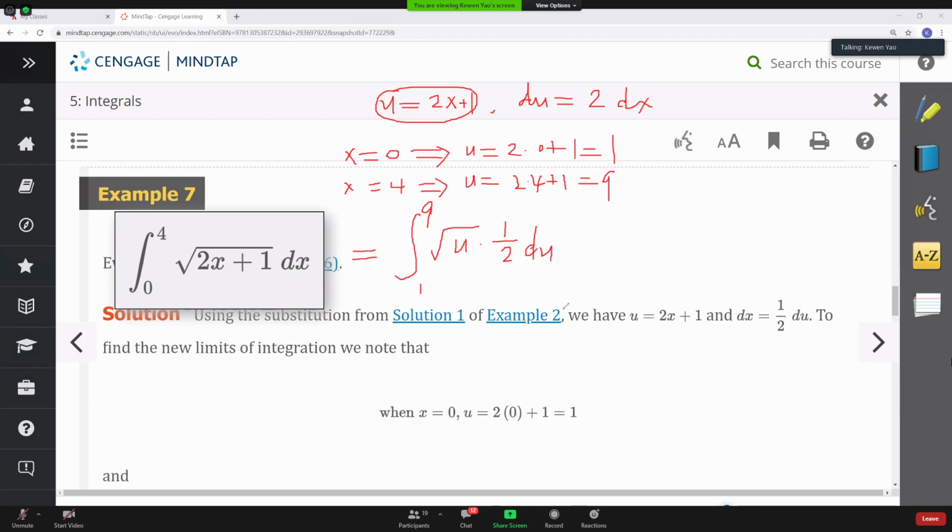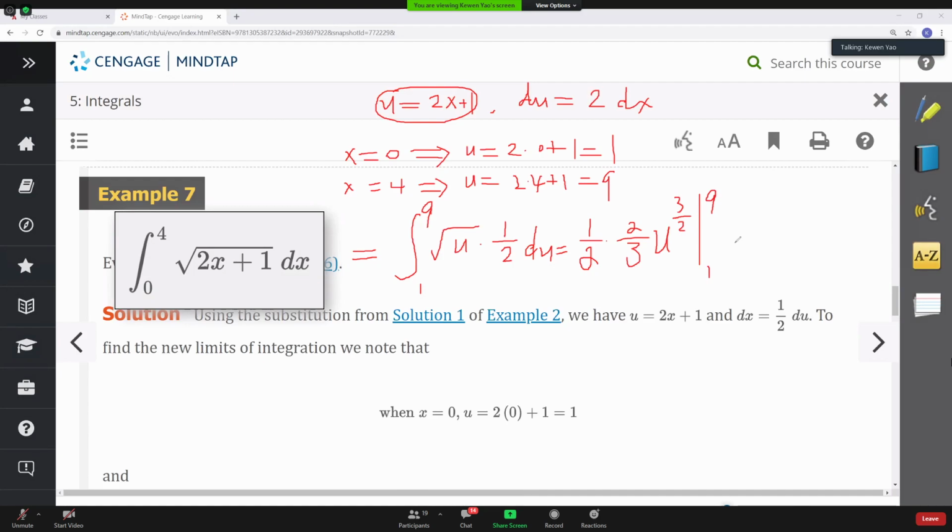So that's easy to find, right? 1/2 is a scalar, put it outside, and the antiderivative for u to the power 1/2 is u to the power 3/2 over 3/2, so 2/3 u to the power 3/2, because 1/2 plus 1 is 3/2. Now you don't have to change it back to x. Just evaluate this at 9 right away by using FTC, Fundamental Theorem of Calculus, part 2.